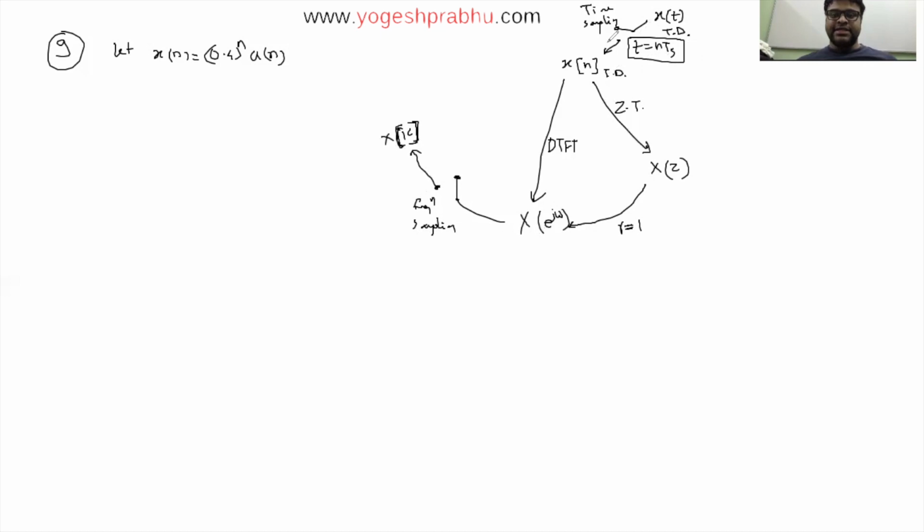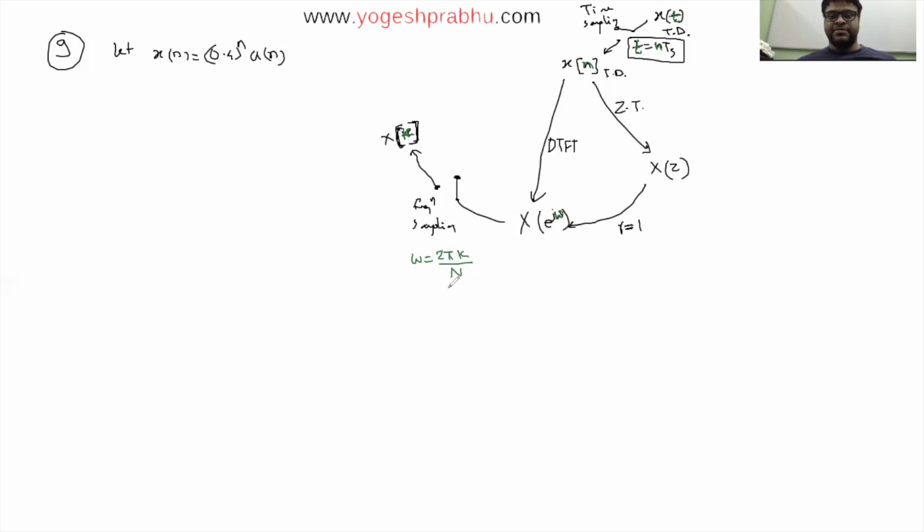Do you see this is a relation of t and n? Same story here: you get a relation of omega and k. And the relation is omega is equal to 2 pi k by N.